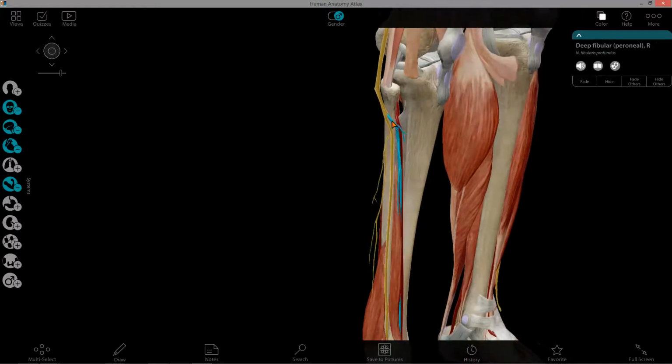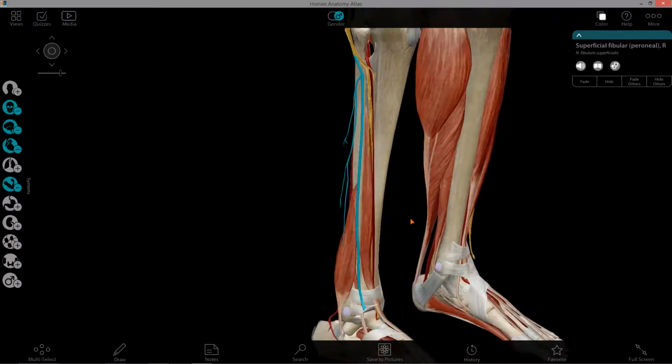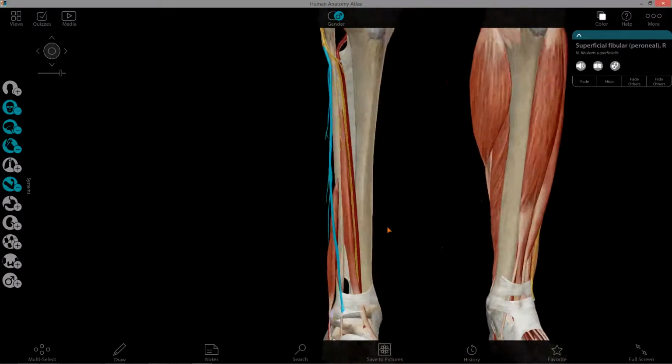So recall there was that deep branch, which I discussed already, innervating the anterior compartment. But then there was also that superficial branch, which innervates the lateral compartment. So if there's damage to that, you could see why there would be difficulty everting the foot. Okay?